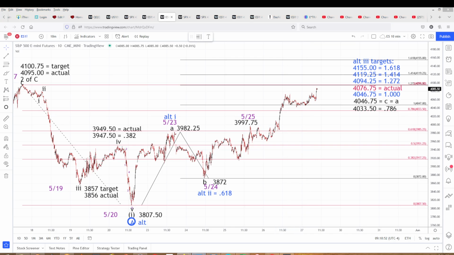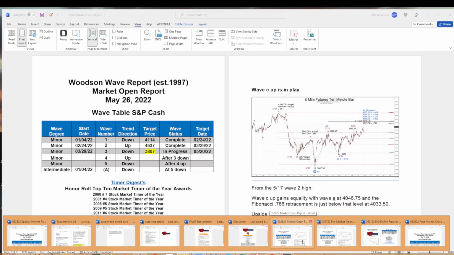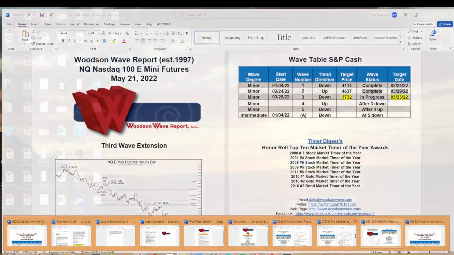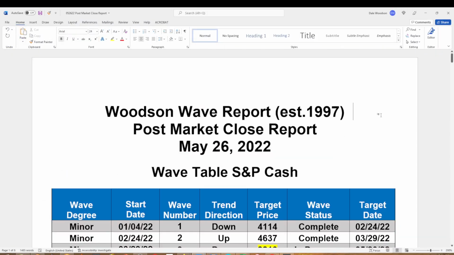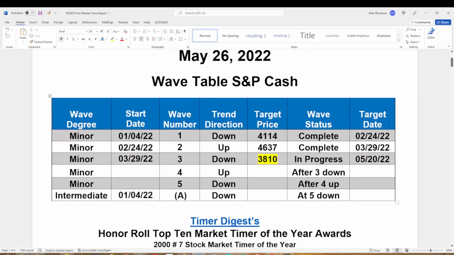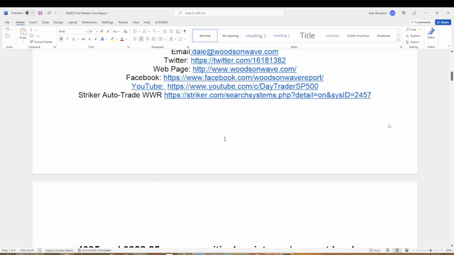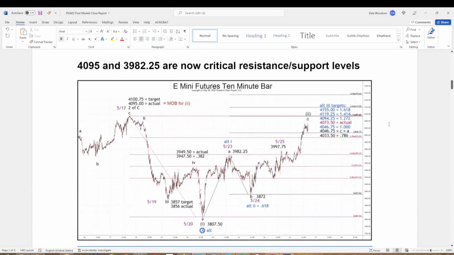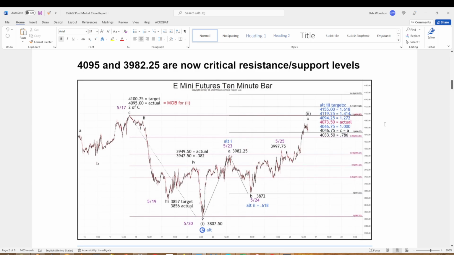Let's get into where's that 526 post market close. There it is on the end. All right, here's what we put out last night. Okay, I want to scroll down. I think that is the same chart here. Yeah, here's where that key resistance levels are here. There's that 40.95 and 39.82.25 right there in the ES futures. You can see those targets there. That actual, I think, is each updated. This was yesterday, so that actual is a little bit higher.